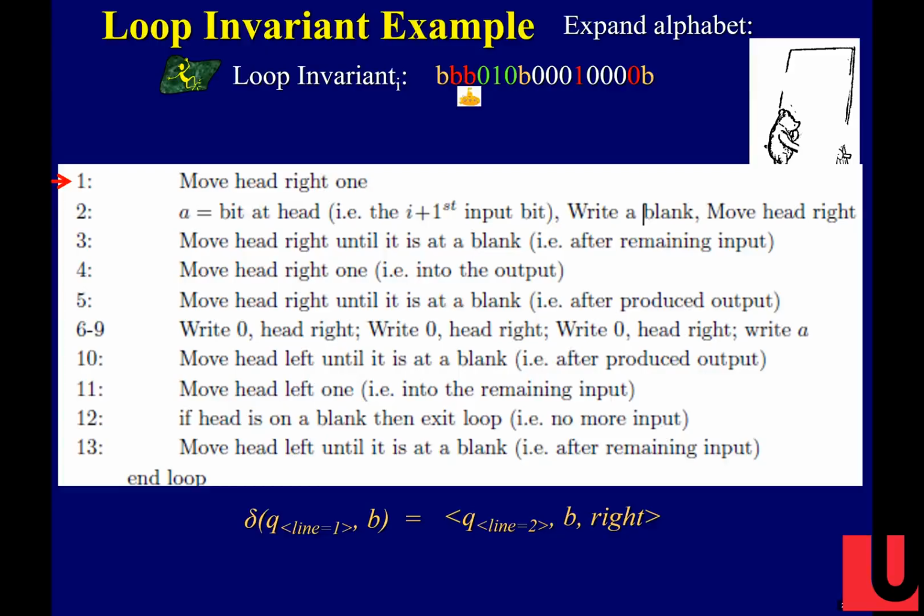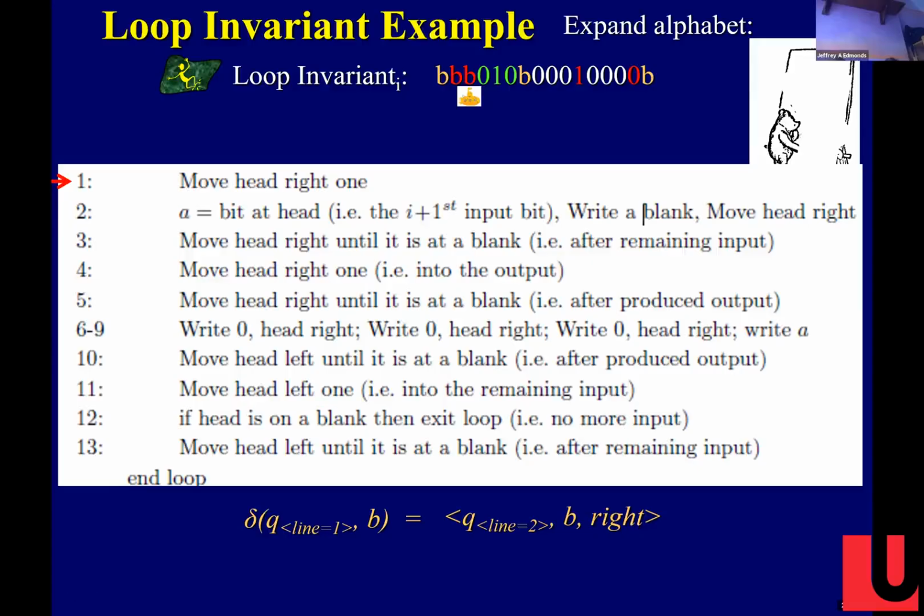I just have one quick question. Could you please go real quick over the delta function? It says the state line 1 and then B. So is it the current state that we're looking at, or the next one we're going to move to? Yeah, so the delta function is going to have what state am I in? I'm in the state called line 1. What character am I looking at? I'm looking at a blank. Given that that's the case, what should I do? I should move over to line 2, write a blank, and then move my head right.